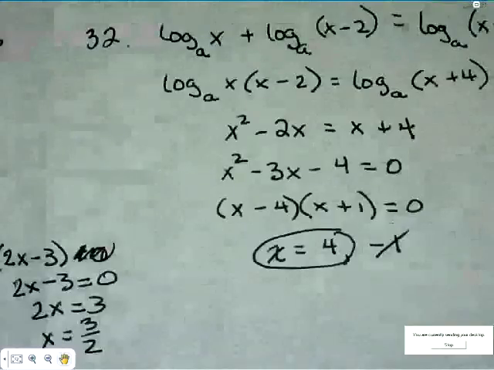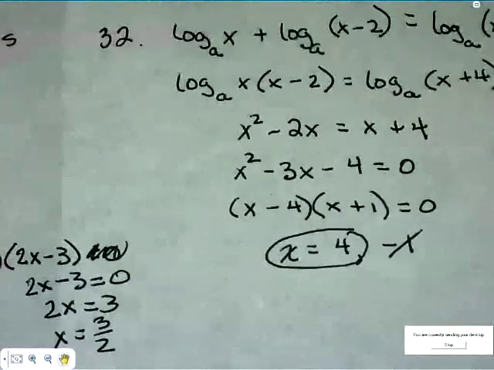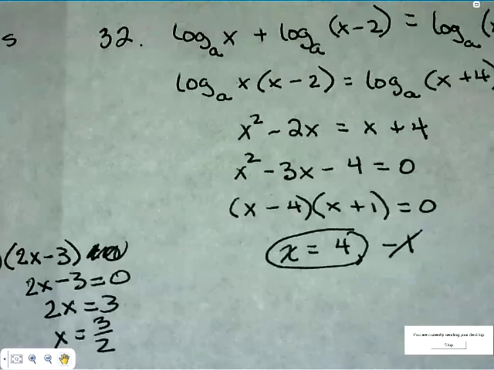All right, enough logarithmic equations. They all fit into the category of log equals log, so just take off the logs, or log equals constant, change to exponential form.